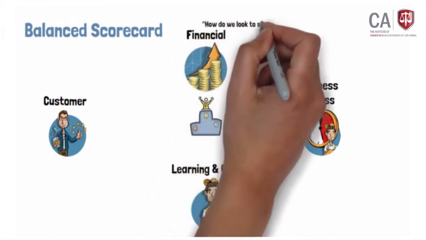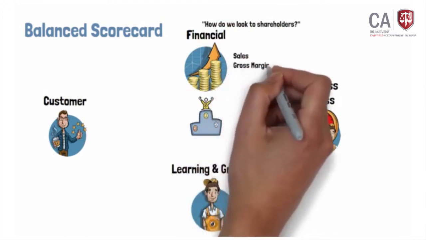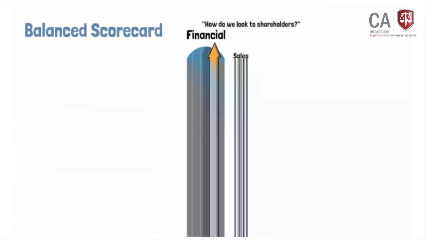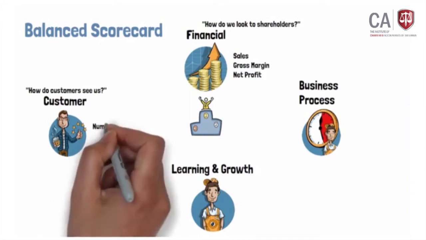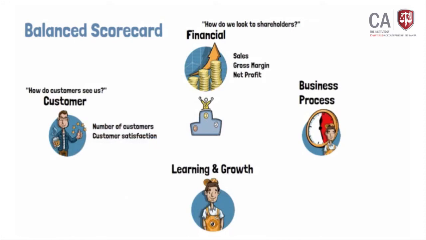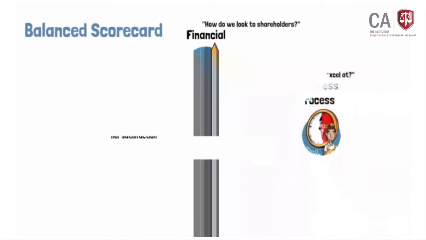The financial measures reflect what the company's shareholders ultimately care about, including things like sales, gross margin, and net profit. However, your coffee shop can only have financial success if it has lots of happy and loyal customers. So in the customer dimension, you can measure how many customers you serve each month and how satisfied they are with your coffee. In order to do well along the customer dimension, a company must do its work well. This is measured by the business process perspective and deals with the question, what must we be good at in order to succeed as a business?